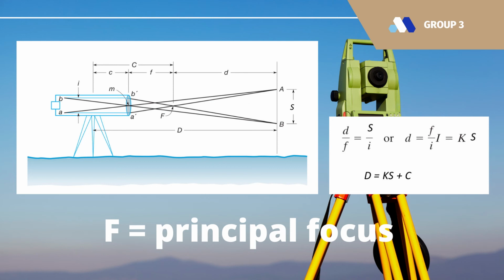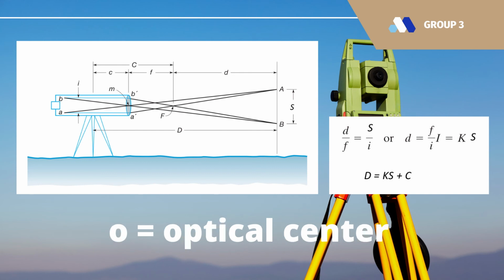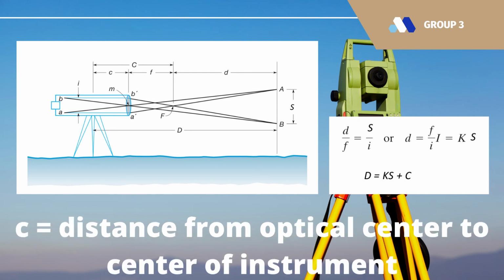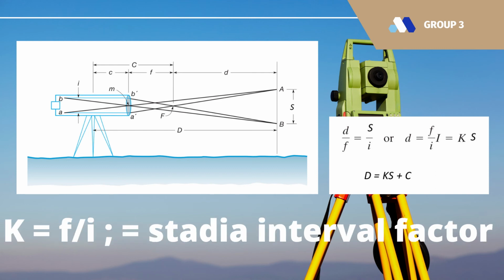So uppercase F is the principal focus, while lowercase f is for focal length, o for optical center, i for the distance between stadia hairs, c for the distance from the optical center to the center of the instrument, and s for stadia interval or intercept, and k or f over i is the stadia interval factor.